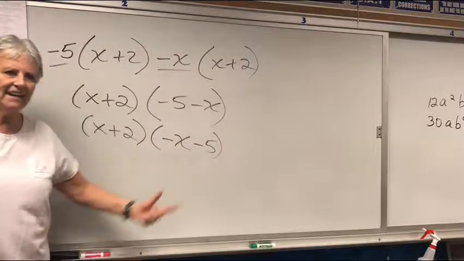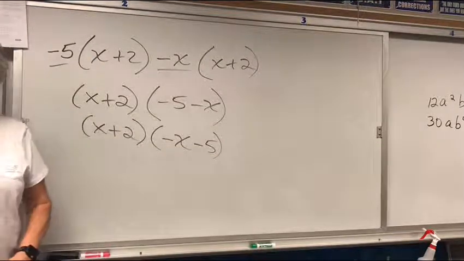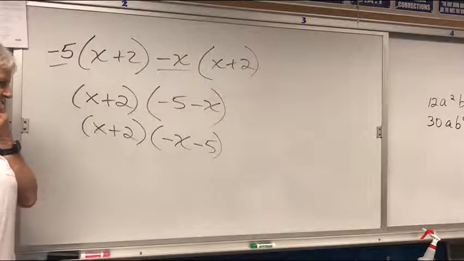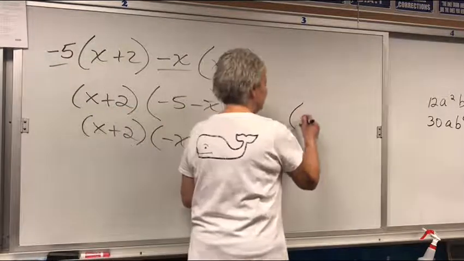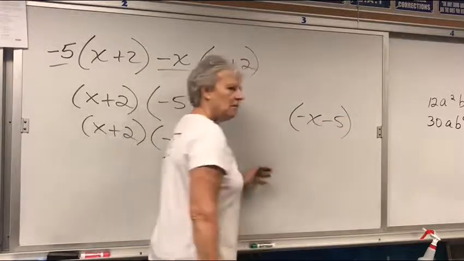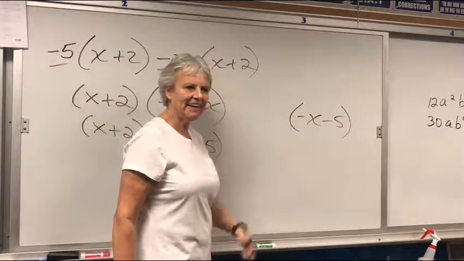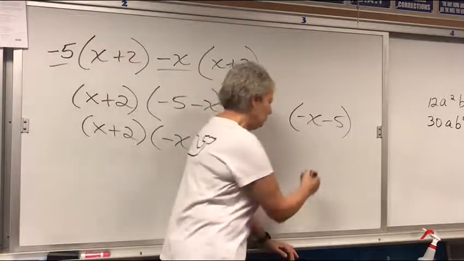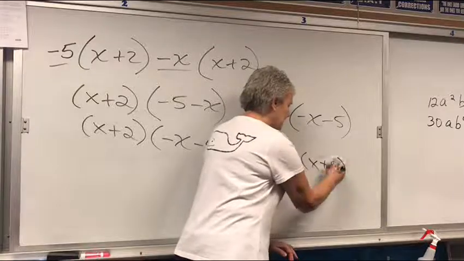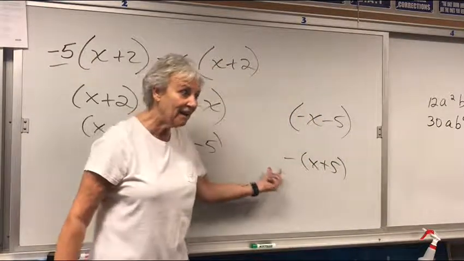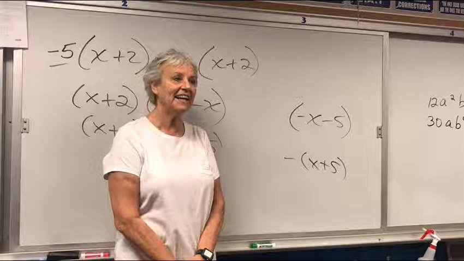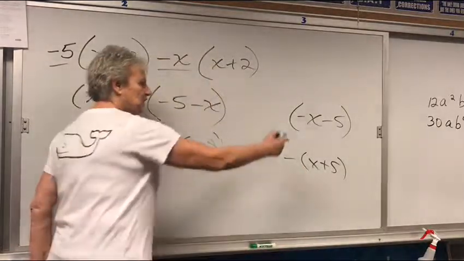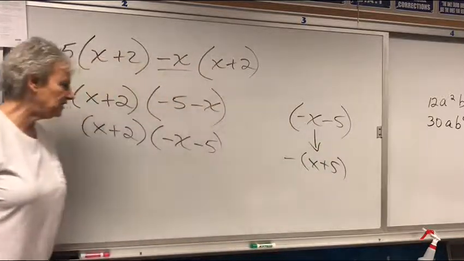How can I fix that? Can you make it x plus 5? You can make it x plus 5, but it's not equal to x plus 5. X minus 2 is equal to the opposite of x plus 5. You pull out a negative 1. So what I just did was change this to this.